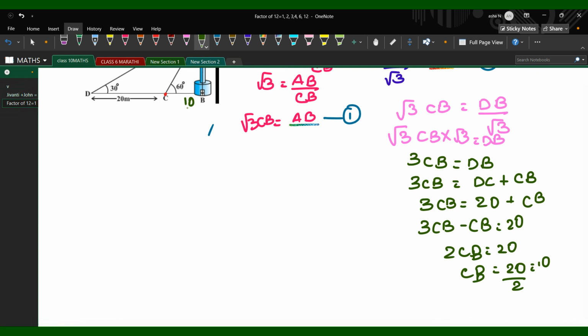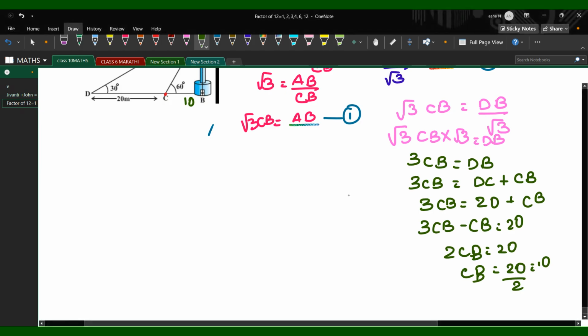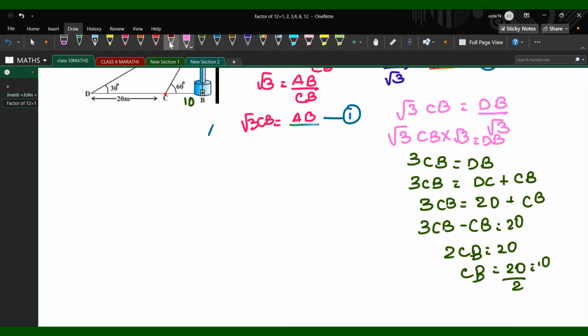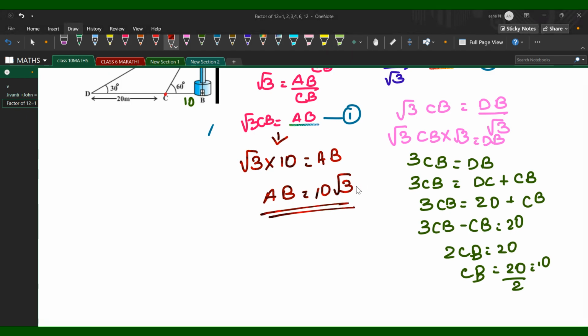Now we got the adjacent side. Now we have to find out the opposite side, AB. By substituting the value, we can find it in any of the trigonometric ratios, or we can use this one also. That will also work. Root 3 into CB, that is 10, which is equal to AB. So AB is just 10 root 3. Root 3 is an irrational number, so we don't need to solve further.